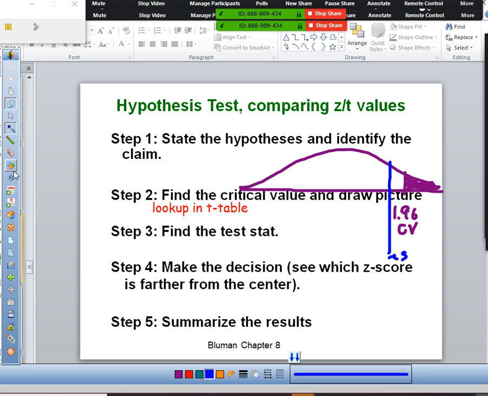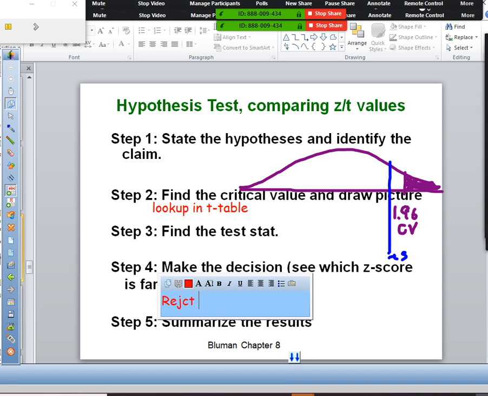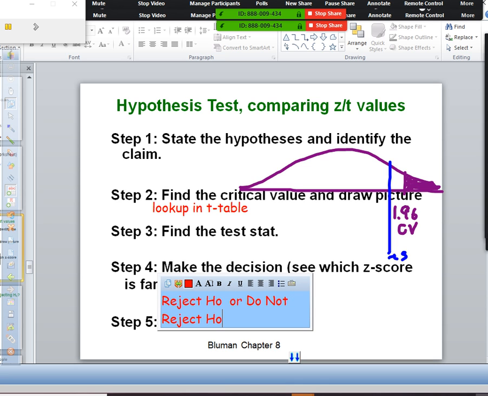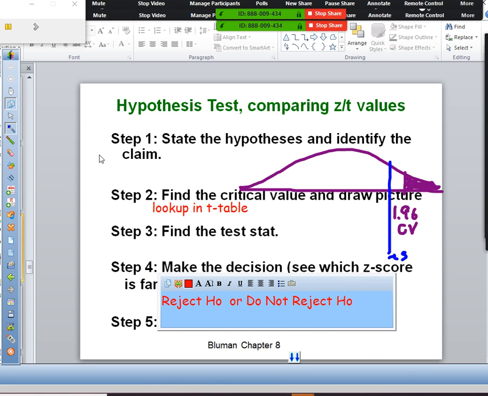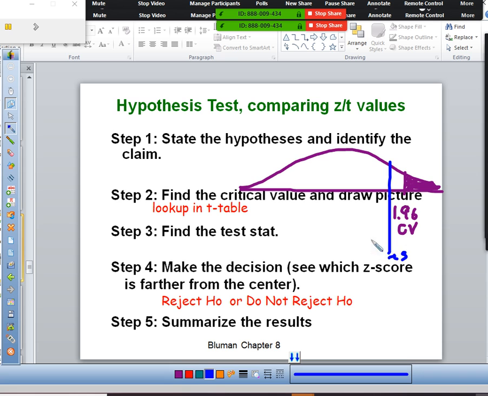So your decision is going to be one of two things. It's either going to be reject H naught, or it's going to be do not reject H naught, depending upon where it falls in the rejection region. So here in this case, would I reject it or not reject it, this guy? Is he in the rejection region or is he not in the rejection region? He's not, so we would say do not reject H naught in this case. Everybody good with that part?